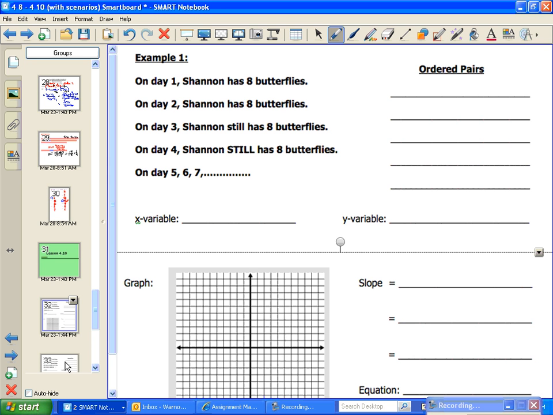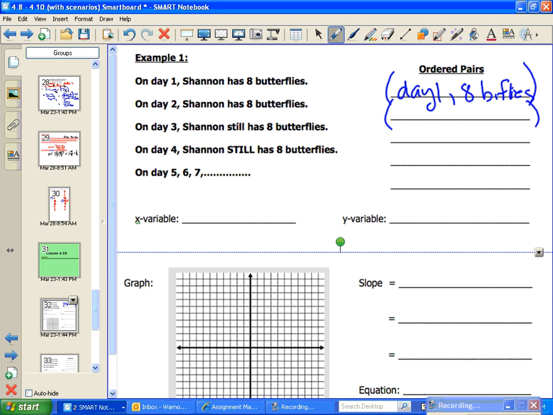Anyhow, Shannon likes butterflies. All right, on day 1, Shannon has 8 butterflies. Write the ordered pair. Page 9, green. Okay, the ordered pair is what? Day 1, 8 butterflies.